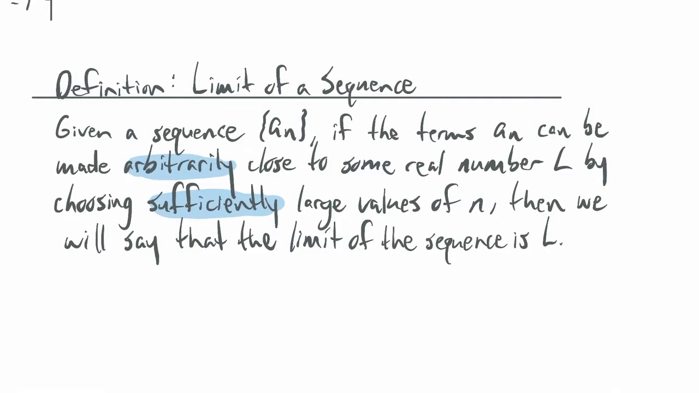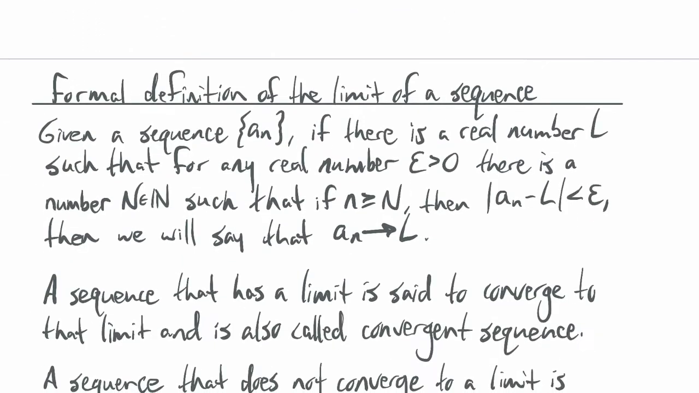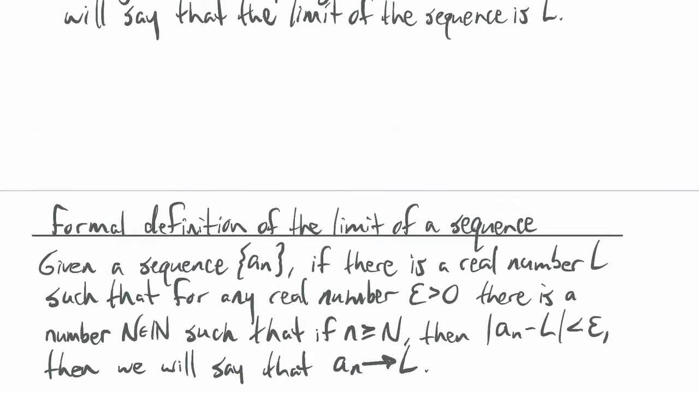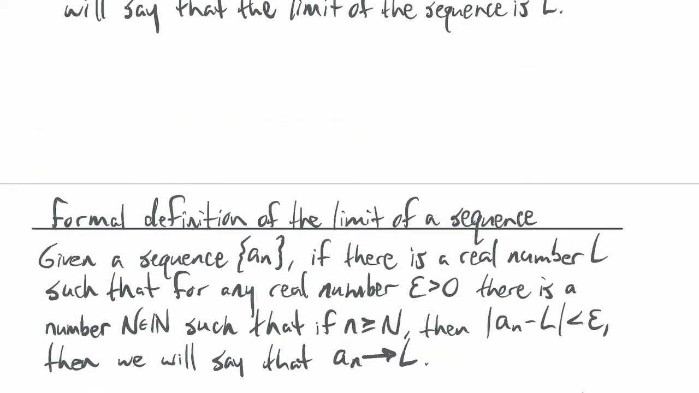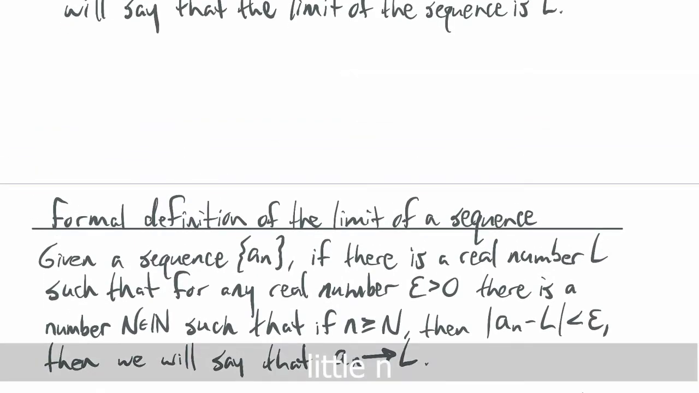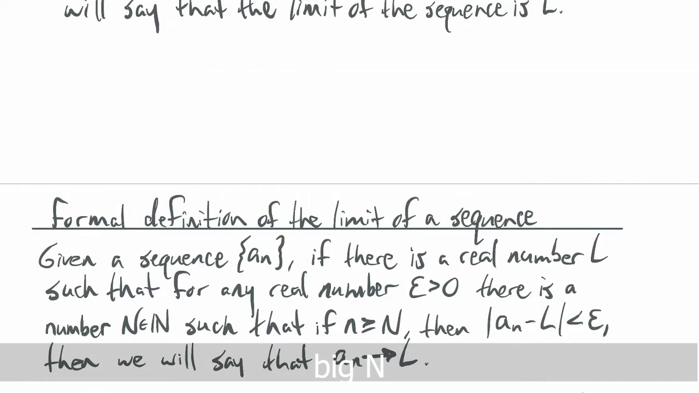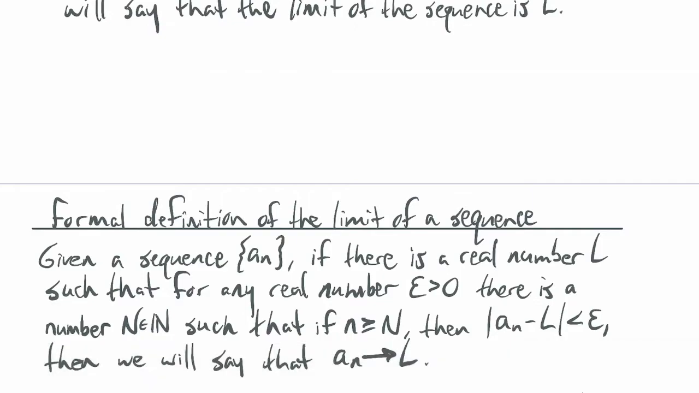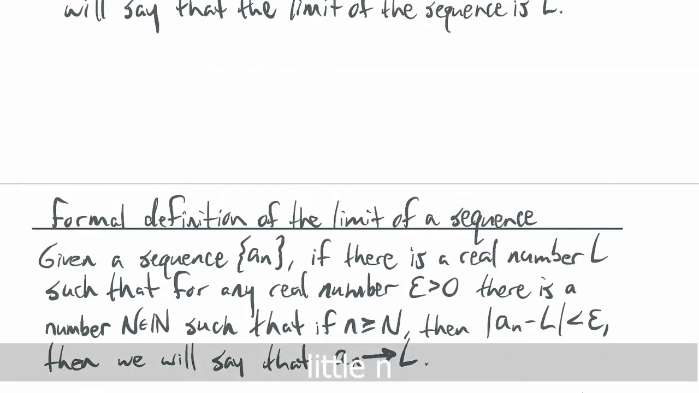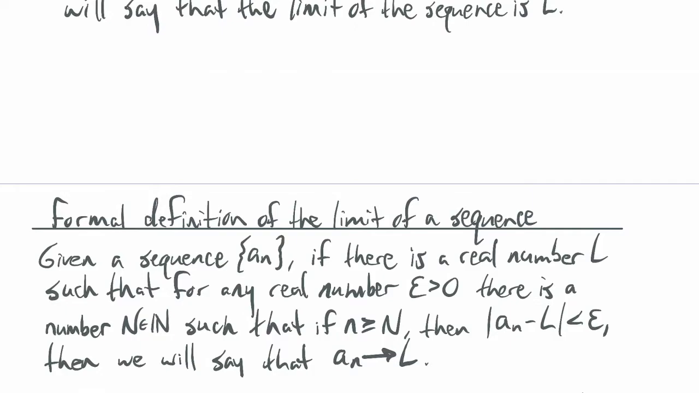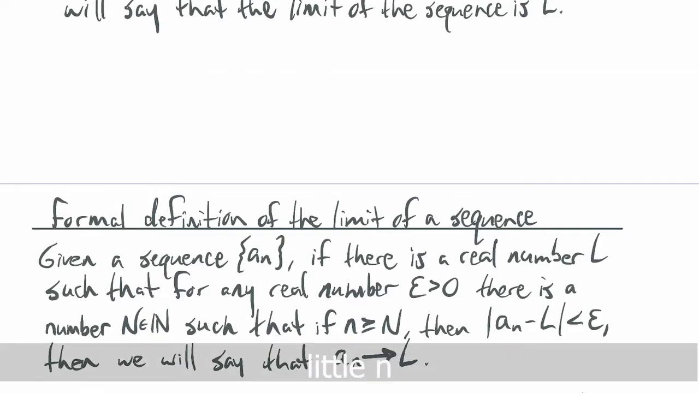You can do the same thing with a sequence. Well, here's the formal definition, and there's some more stuff below that we'll get to as we go along. So given a sequence A sub n, if there's a real number L, such that for any real number epsilon greater than 0, there is a number N in the natural numbers, such that if little n is greater than or equal to big N, then the absolute value of A sub n minus L is less than epsilon, then we will say that A sub n goes to L.